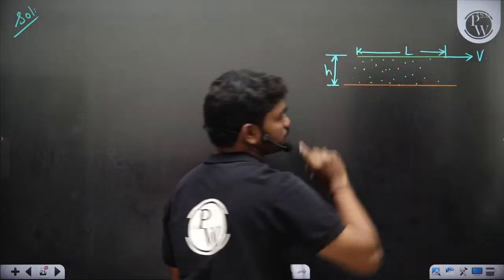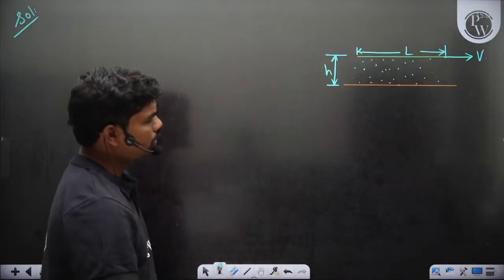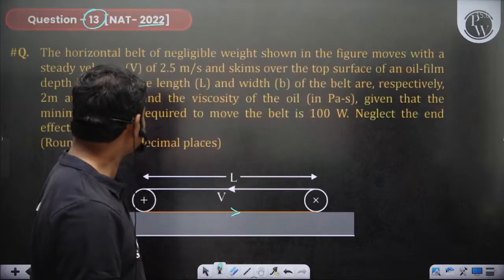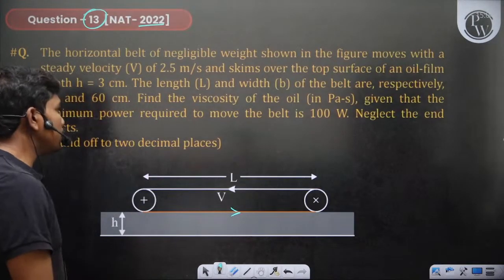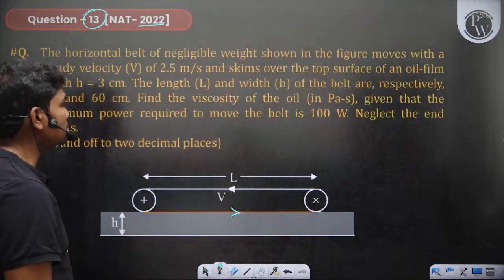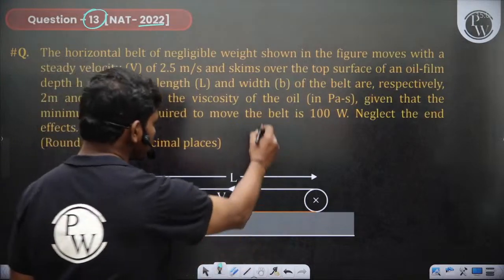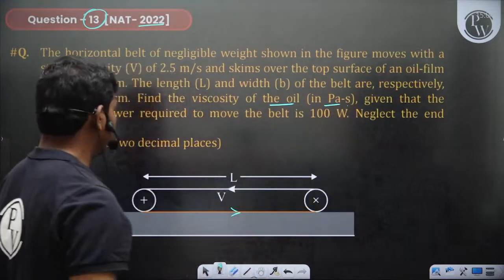And the width of the plate perpendicular to the board is also known to you. Okay, then what are they asking? Given that the minimum power required to move the belt is 100 watts, find the viscosity of the oil, in Pascal second. Okay, so let's see.